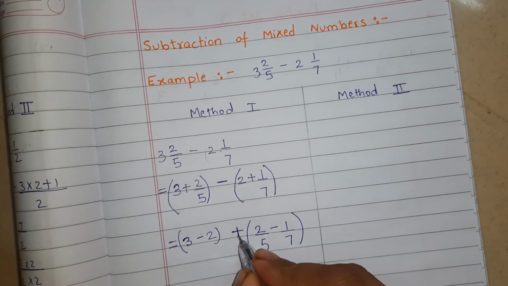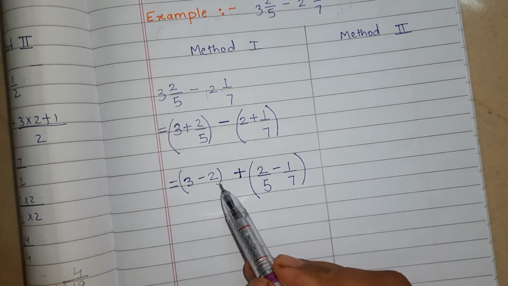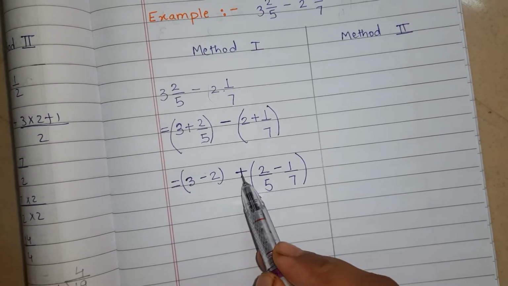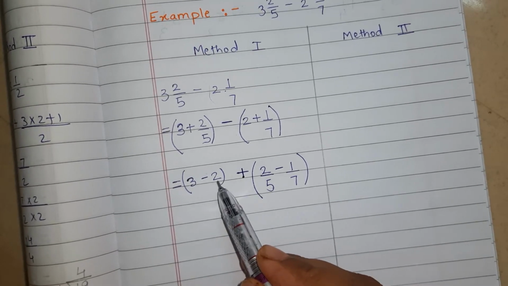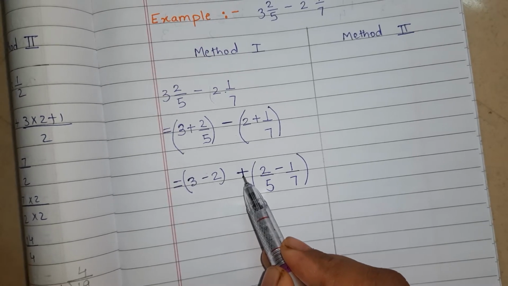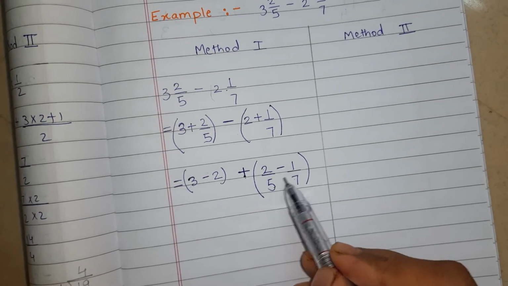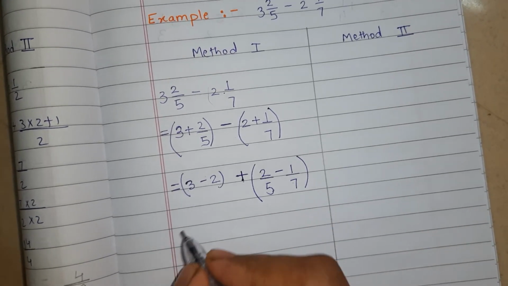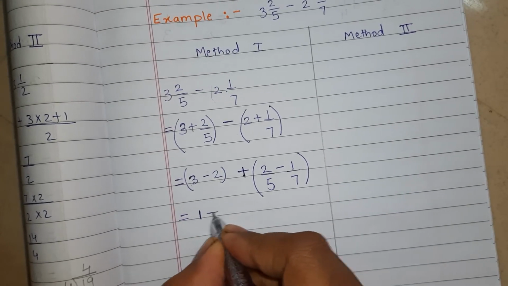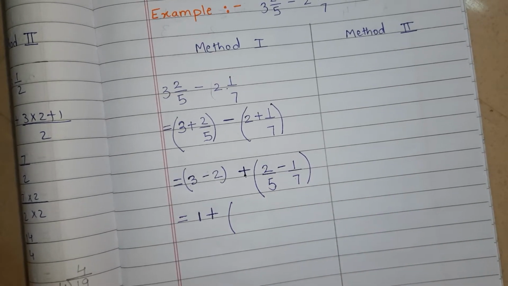Now, why is this plus sign there? Because in a mixed number, we pronounce it as whole number and fraction. So, and means addition in mathematics. So, whole number subtraction and fraction subtraction separately. Now, 3 minus 2 is 1, and here we have to do cross multiplication.